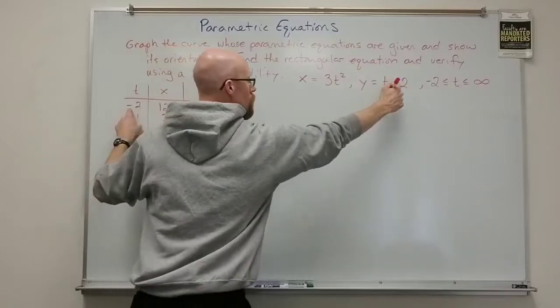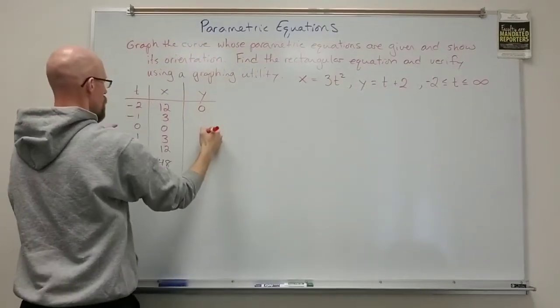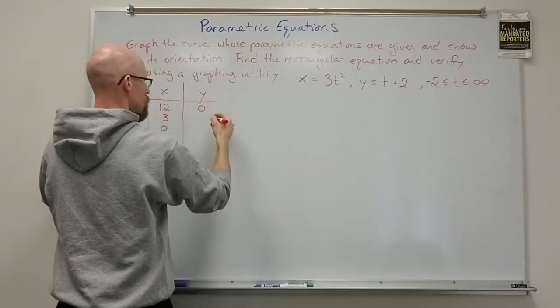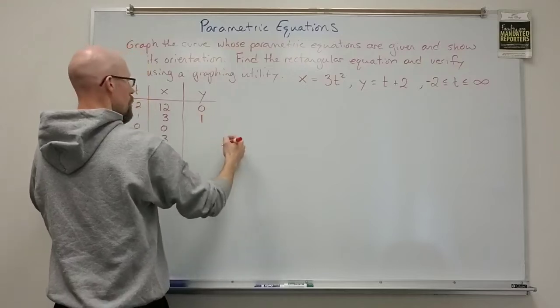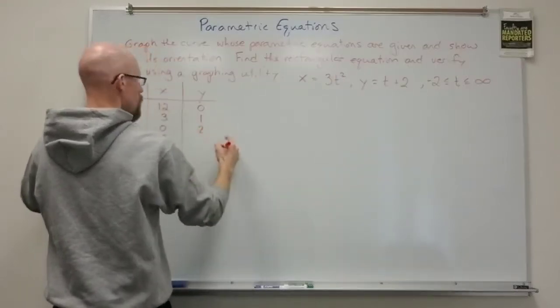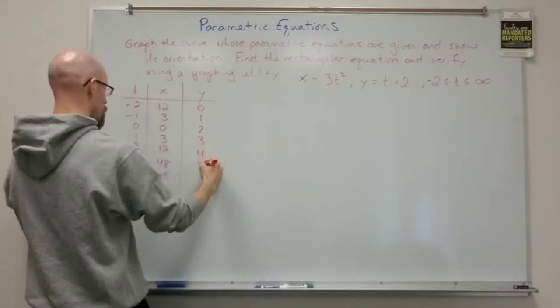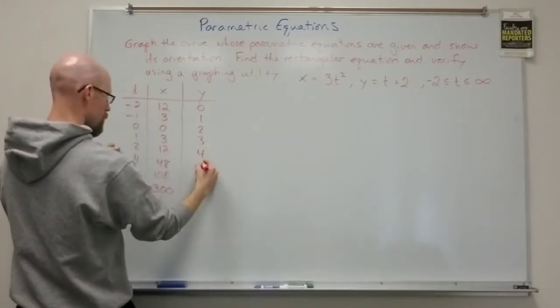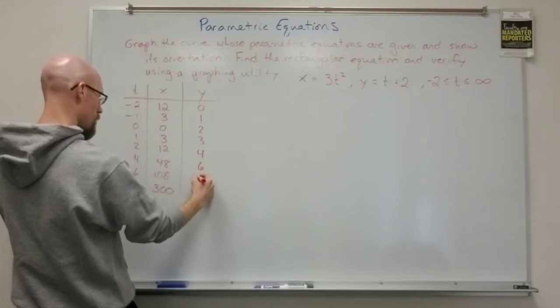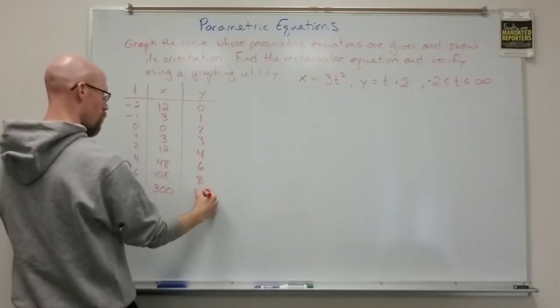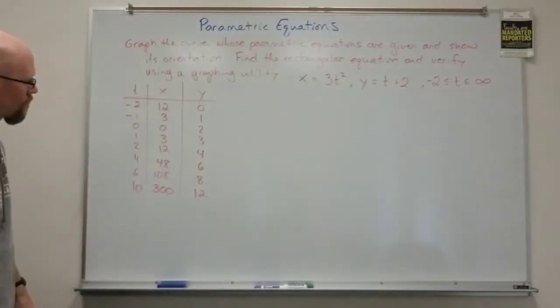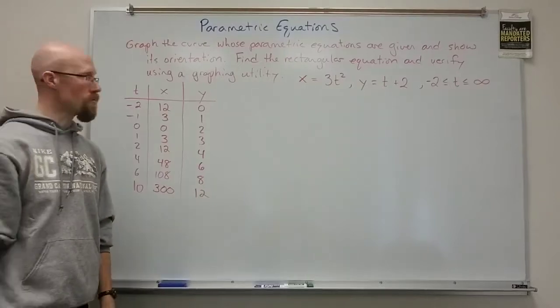So -2 plus 2 is 0. -1 plus 2 is 1. 0 plus 2 is 2. 1 plus 2 is 3. 2 plus 2 is 4. 4 plus 2 is 6. 6 plus 2 is 8. 10 plus 2 is 12. All right, those are the corresponding y values.